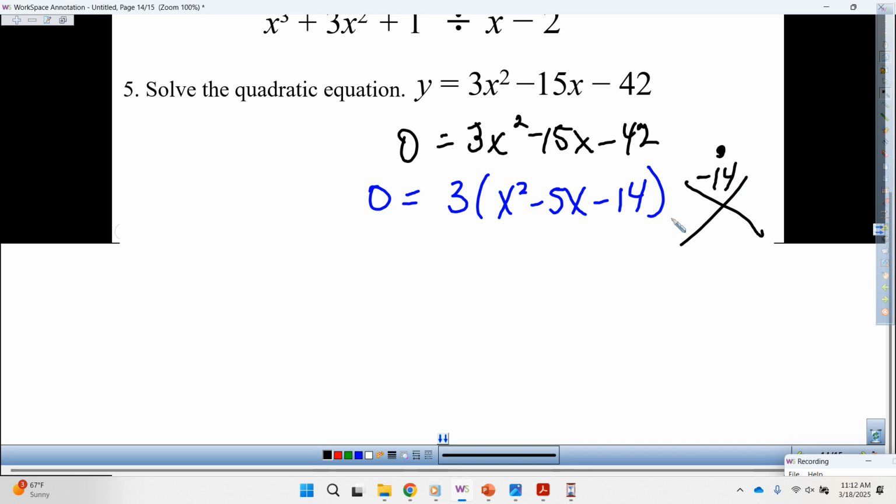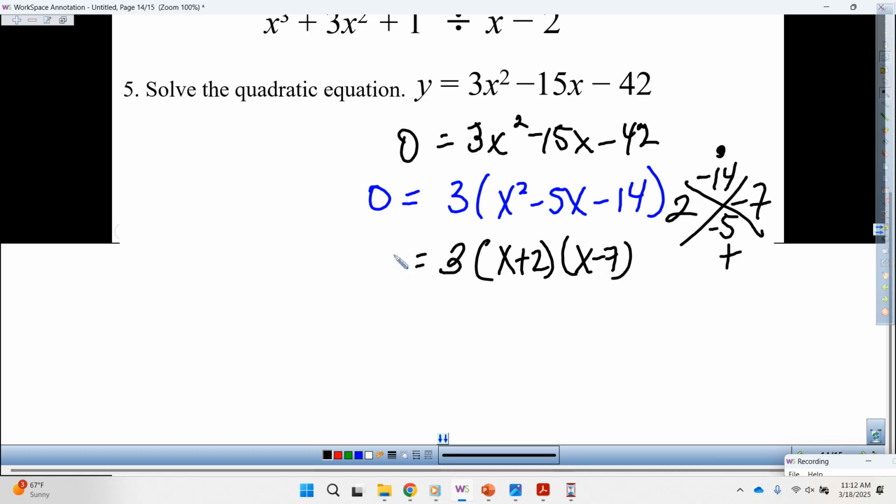Next, negative 14 and negative 5. What two numbers multiply to give me negative 14 that when you add them give us negative 5? Gabriel. 2 and negative 7. So my factors are x plus 2, x minus 7, and bring down the 3.